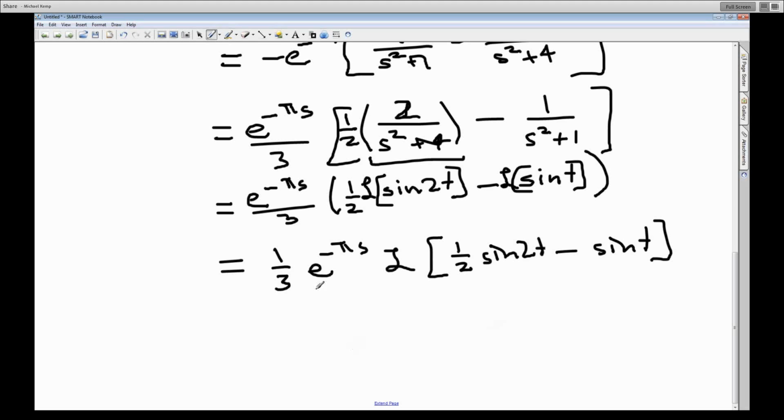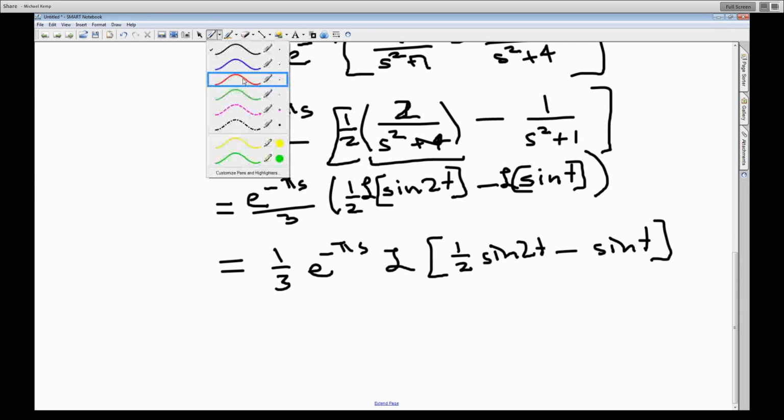So when you've got an exponential like this at the front, the way to do it is just work out the inverse Laplace transform of the rest of it. That's what I've done here. And then use t-shifting. So let's just put the result down.